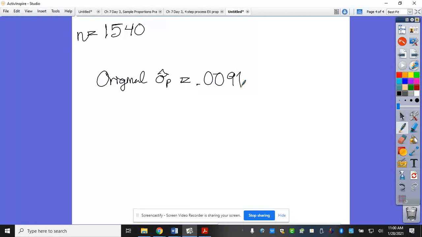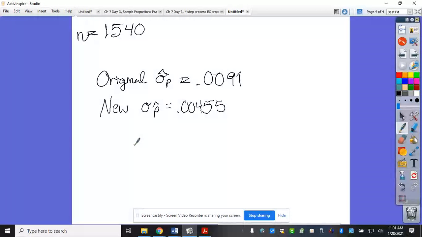So read the question. We want to do what to our standard deviation? Make it 1/2. So we want our new standard deviation now to be 0.004 what? Are you with me with my thought process so far?